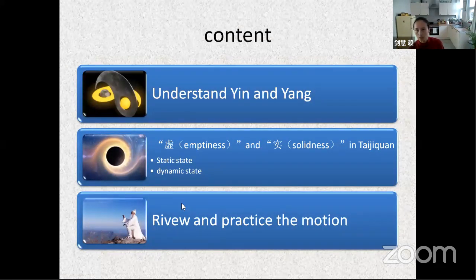I have three contents. The first one is understanding yin and yang. The second one is to understand the Xu and the Shi in our Taijiquan, and how to explain them. Today I choose two states, the static state and the dynamic state. And then we reveal it in practice of the motion, before we practice and learn today's new movement.